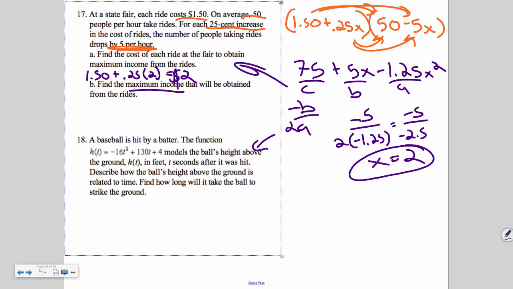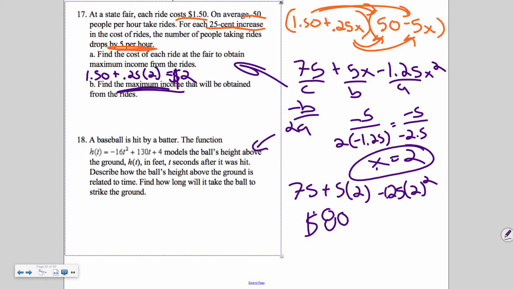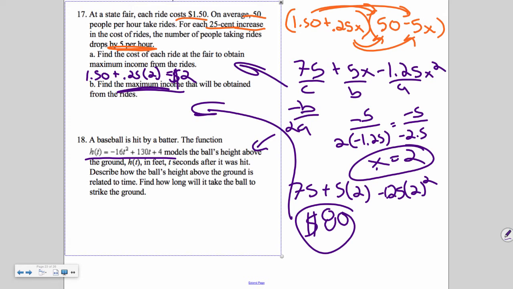What's the maximum income? I take this x and I plug it into my equation. So 75 plus 5 times 2 minus 1.25 times 2 squared. I should come out with $80. And that is my maximum income. I would do the same process for 18, but I already gave the equation.